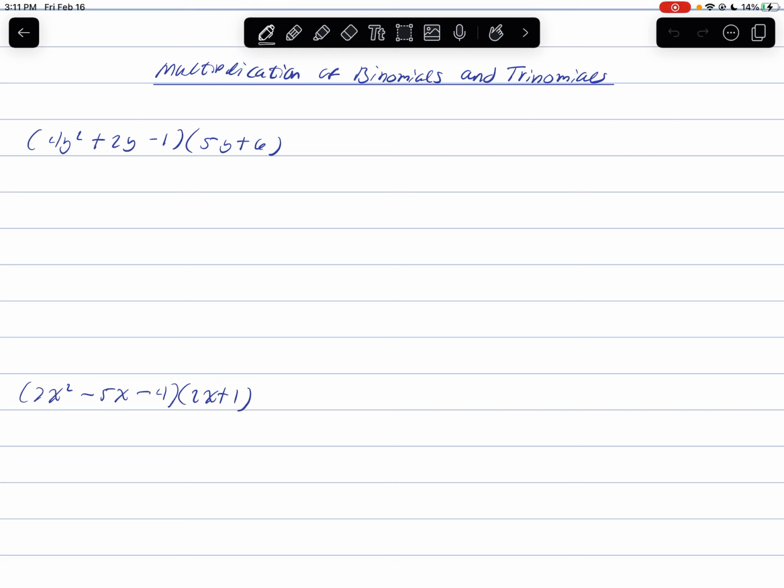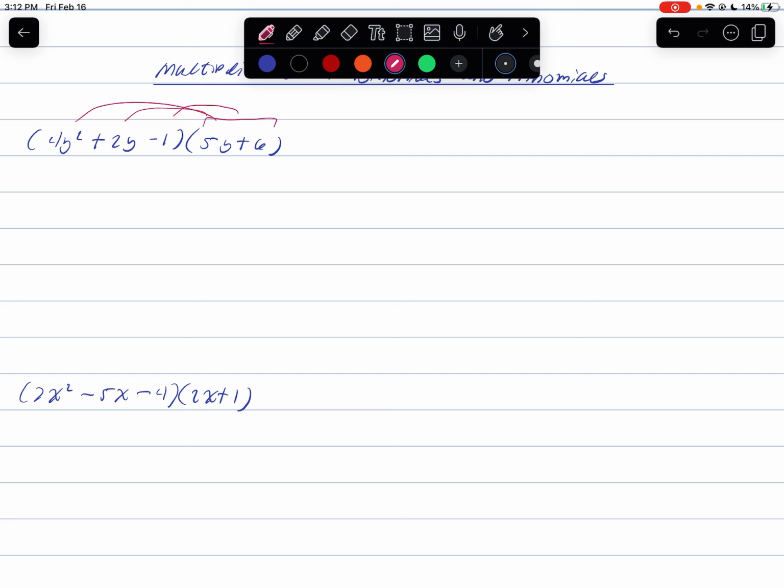So what we're going to do is take this term here, this 5y plus 6, and multiply it to each of the terms of the trinomial here, okay? So we're doing distribution like we've seen before, all right? We need some extra room, so we're actually going to write the equal sign down here this time. We're going to rewrite this as 4y squared times 5y plus 6, plus 2y times 5y plus 6, minus 1 times 5y plus 6. Okay?